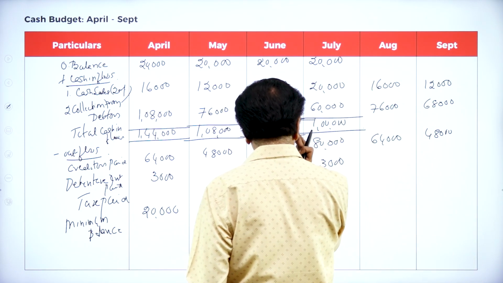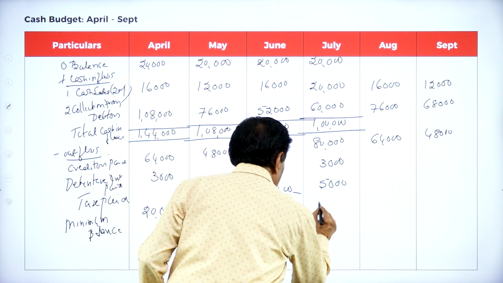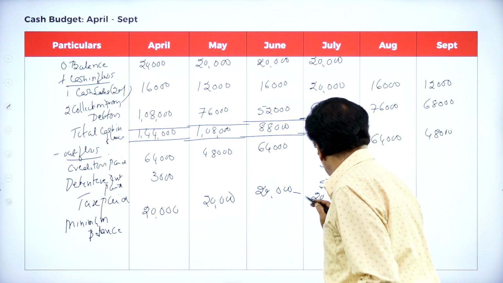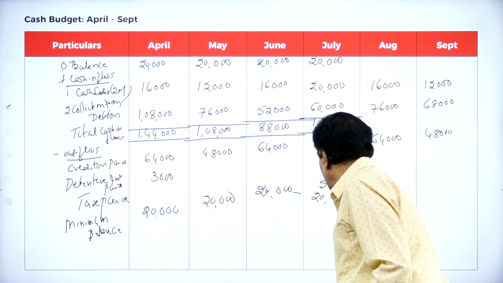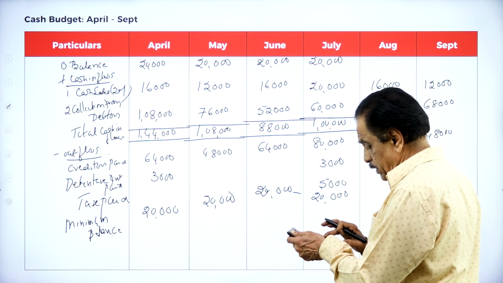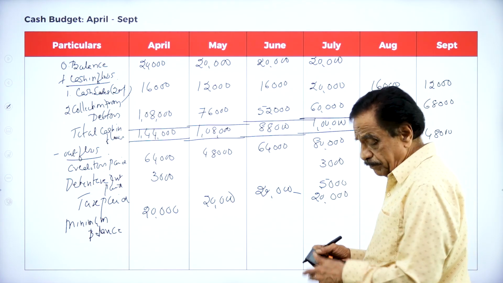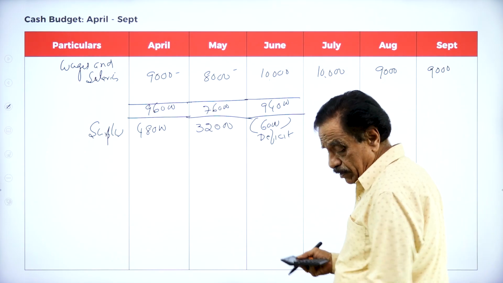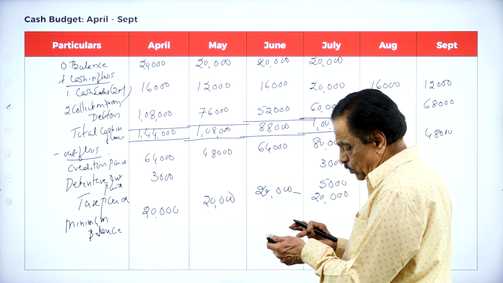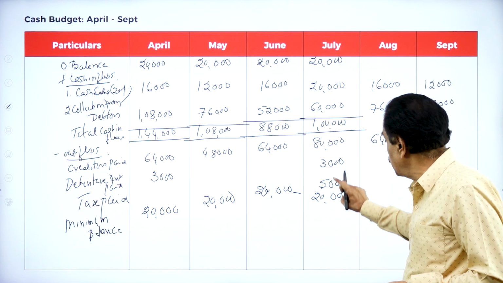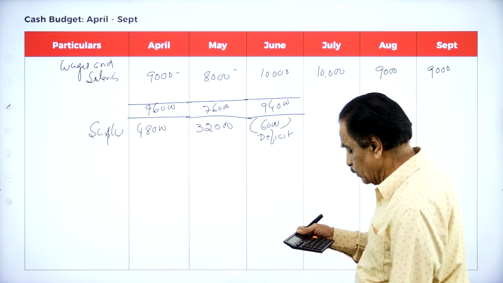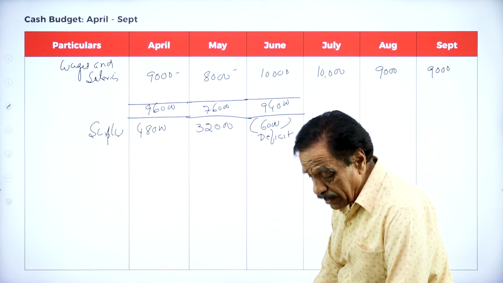Here minimum cash of 20,000 has to be maintained. So here 88 plus 20,000 plus 10,000. I'll repeat. 88, 1,08,000. 80,000 plus 20 is 1 lakh plus 8,000, 1,08,000 plus 10,000, 1,18,000.